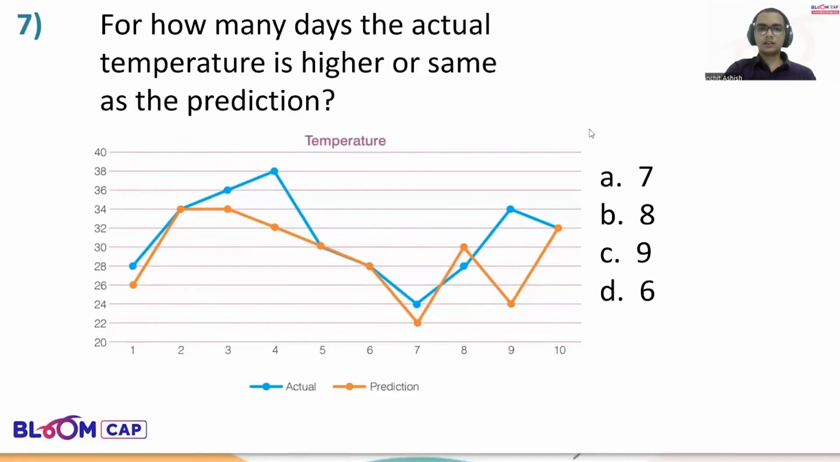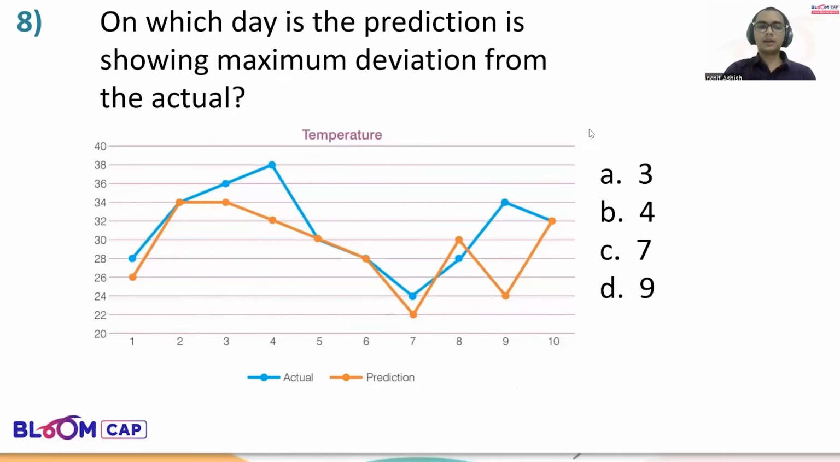On which day is the prediction showing maximum deviation from the actual? Now what is deviation? Deviation is difference.